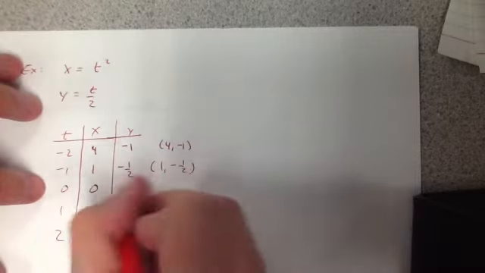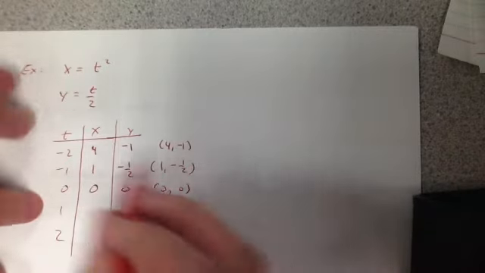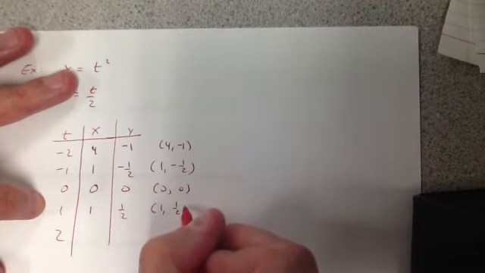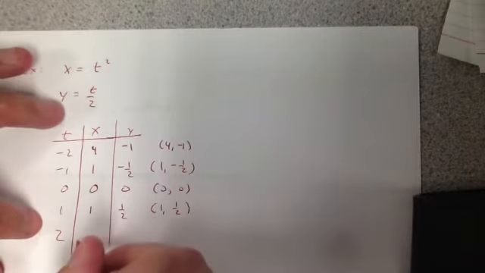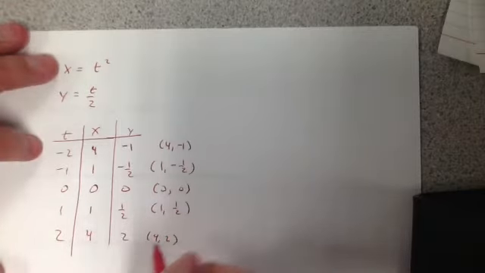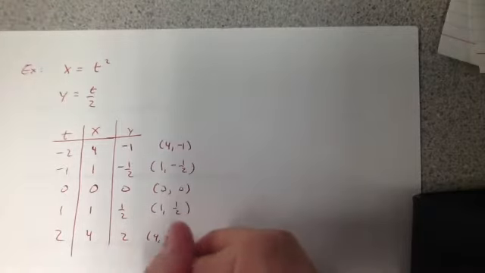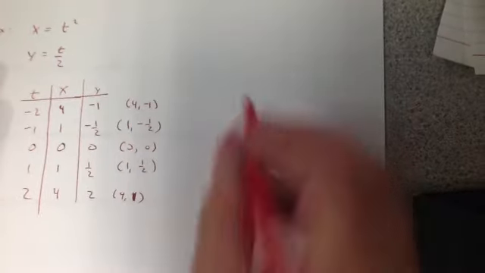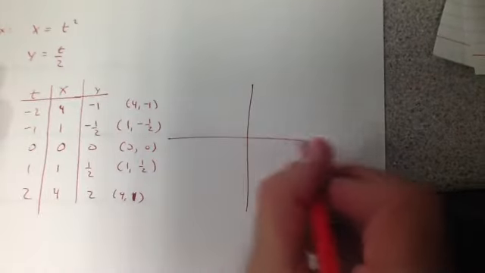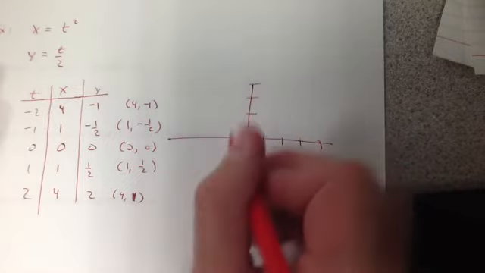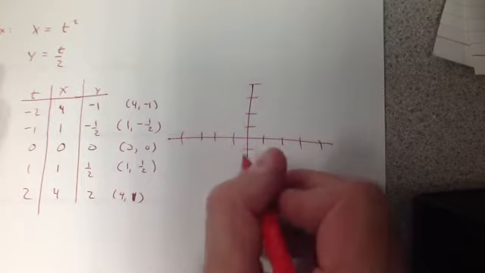Plug in 0, 0, 0. Easy, don't miss that one. Plug in 1, we get 1 and 1 half. Plug in 2, we get 4 and, whoop, that should be 4 and a 1 there. That's awful. 4 and 1. Alright, so let's sketch it. Let's see what this looks like. Plug in a few points.